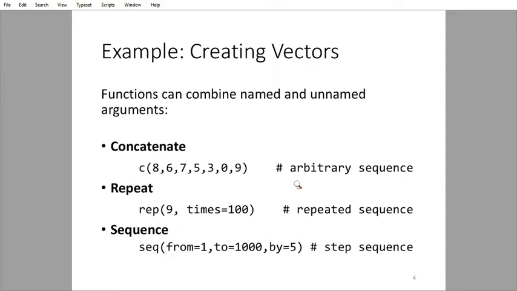The third example is sequence. This will create a step sequence. So if I want to get all the numbers from 1 to 1,000 and step by 5, so this will be 1, 6, 11, etc., keep adding 5, you can use the sequence function. And in this function, I have named all the arguments. You usually want to put as many names as you can so that it's clear what you're doing to other people. And I'll show you some examples of how you can mix and match even with seq later, but this is the basic way you would put stuff in.